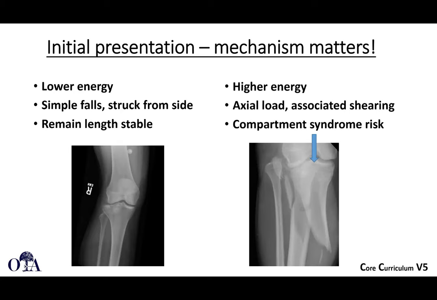So here are those two types of injuries that you'll see. The mechanism matters, so it is important to try and make sure, like with all these injuries, you get a good history. Lower energy injuries are oftentimes simple ground level falls, maybe being hit from the side, maybe a sports injury. These can be length stable injuries, although there may be instability on exam. And I'm going to go over this a few times because I think it's an important concept to understand.